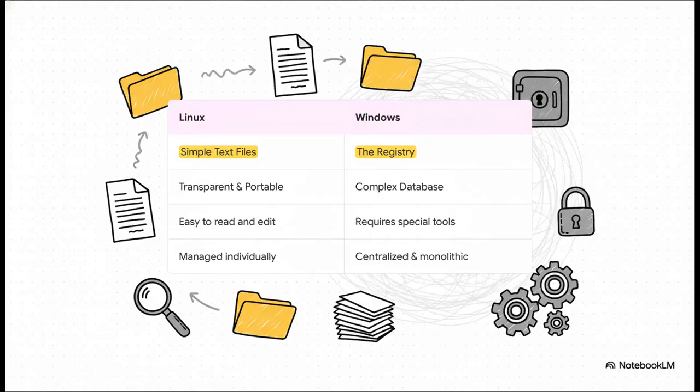Now, this approach is completely different from how, say, Windows handles things. You see, Windows shoves all its settings into this one giant, complex database called the registry. But Linux follows this core principle from the old Unix philosophy, and one of the mottos is, everything is a file. And that's huge. It means you can just read your settings, edit them with super basic tools, and even copy them over to a whole new machine.